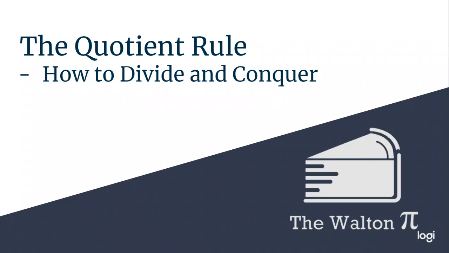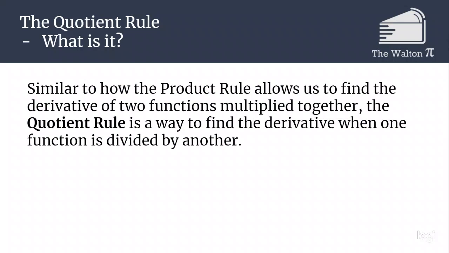Today we're going to be talking about the quotient rule. So the quotient rule is similar to the product rule in that it allows us to find the derivative of a function that is comprised of multiple functions that are combined in a specific way. The product rule allows us to take the derivative of a function that is two functions multiplied by each other. The quotient rule is going to be used to take the derivative of one function divided by another.